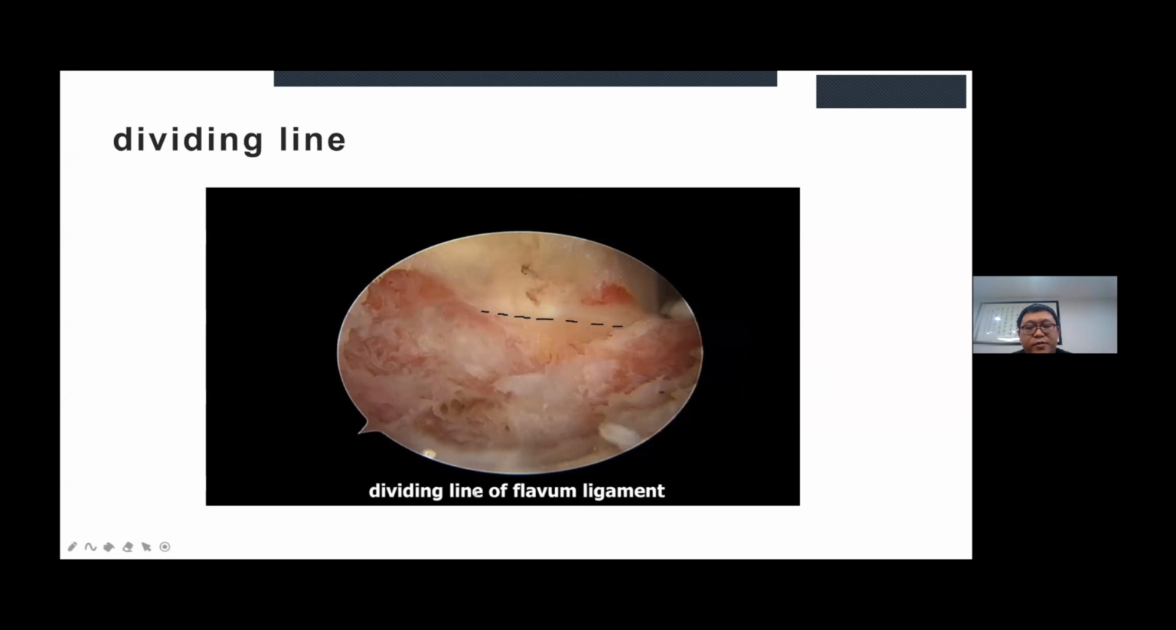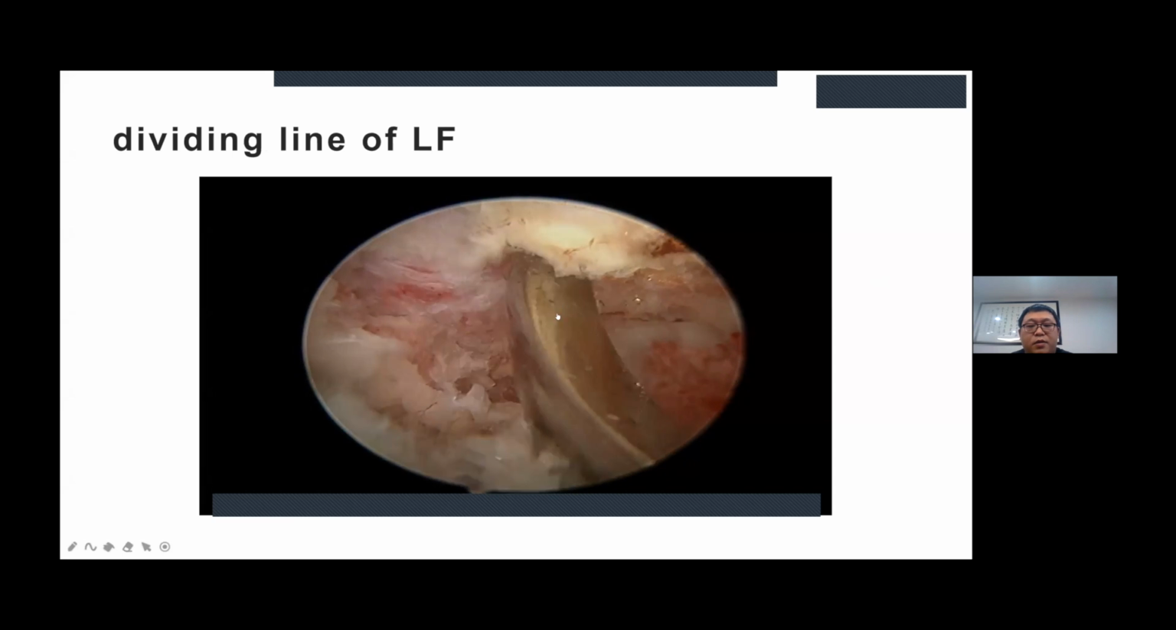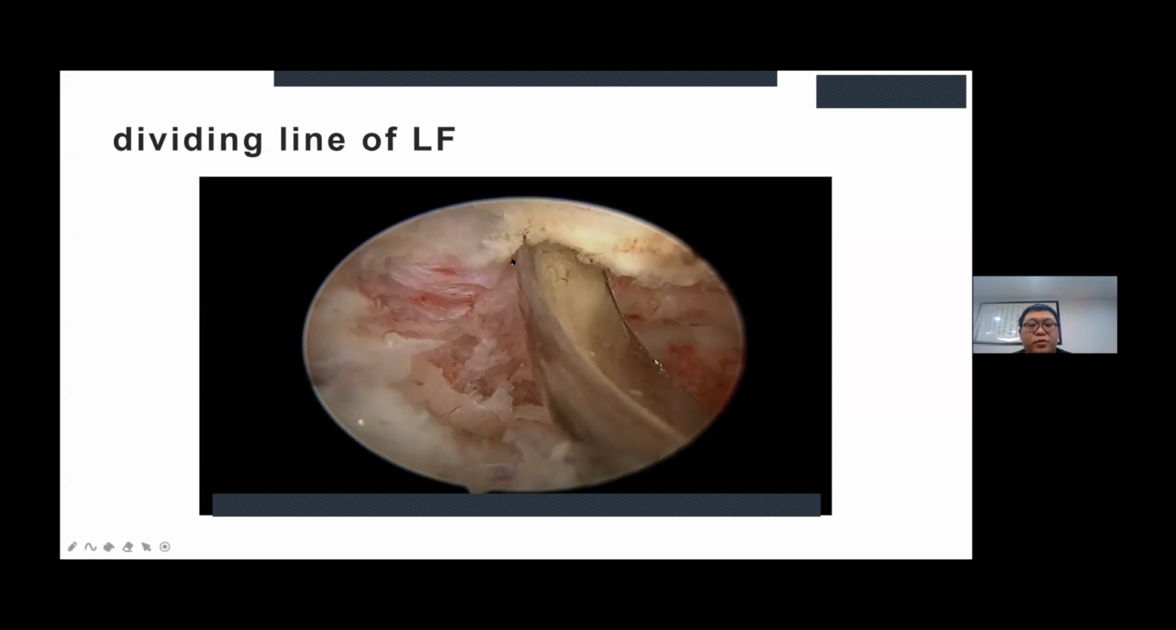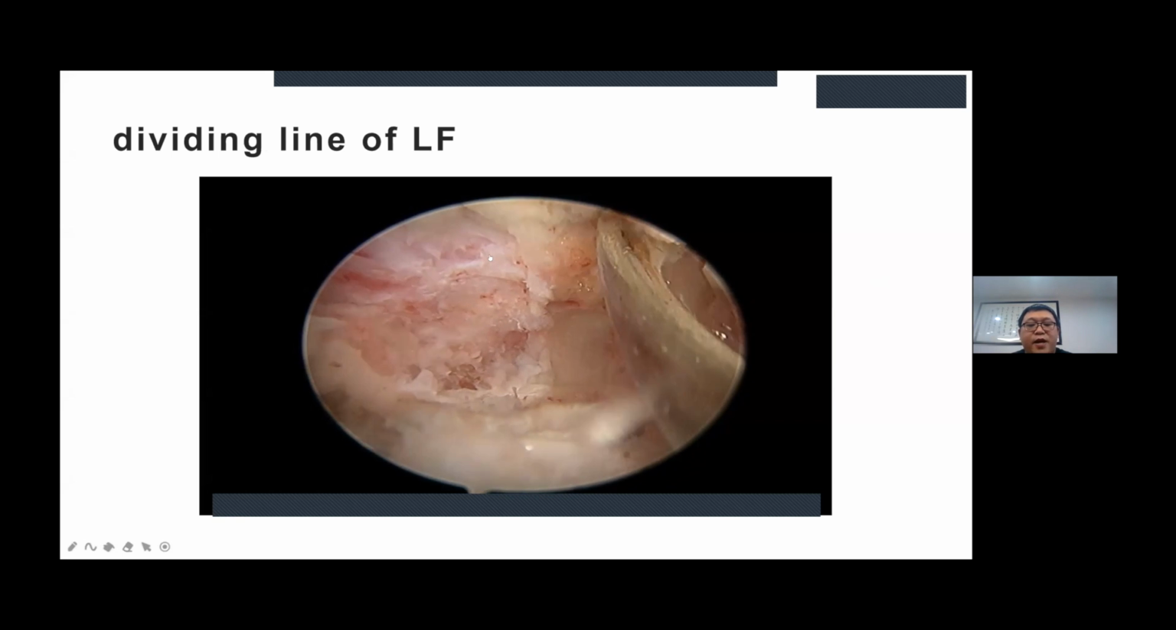The dividing line of the ligamentum flavum, the lateral margin of the ligamentum flavum, you can see here. I use a dissector to separate the lateral margin of the ligamentum flavum and the membrane.